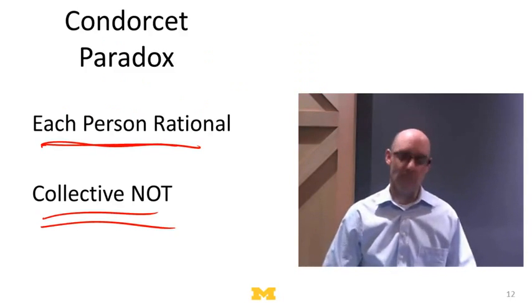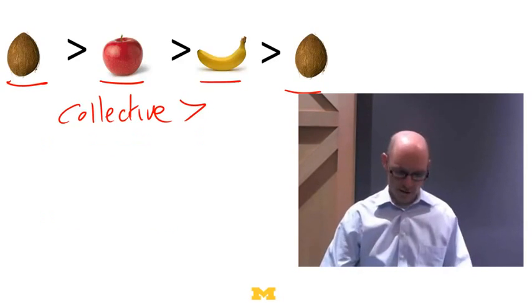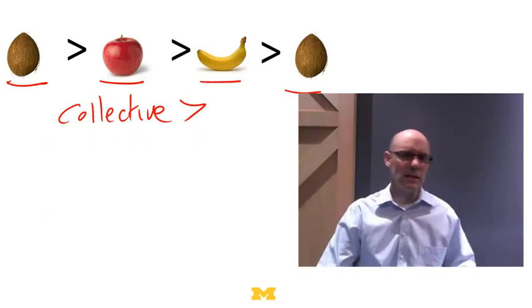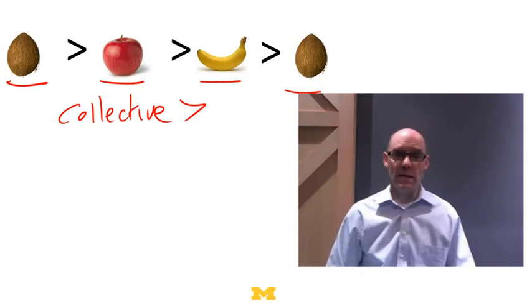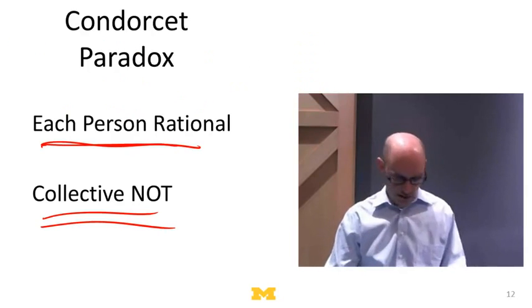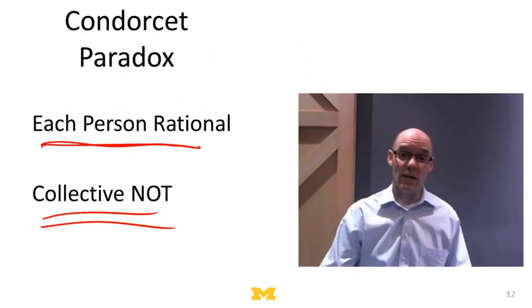If we go back, the collective says, coconuts versus apples, coconuts. Apples versus bananas, apples. So then you think for sure they must like coconuts more than bananas. But in fact, if you have people vote, bananas will beat coconuts. So this is the Condorcet paradox. Each person is rational. The collective is irrational.